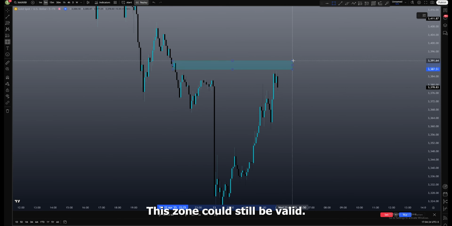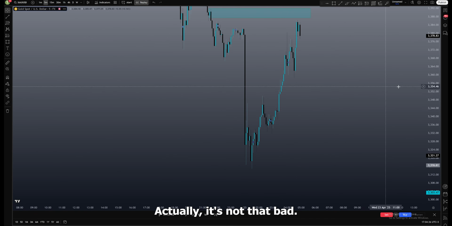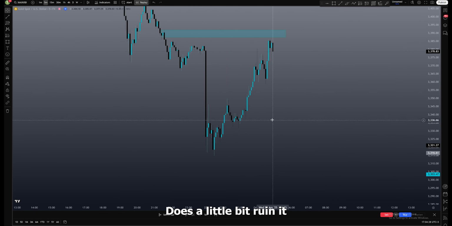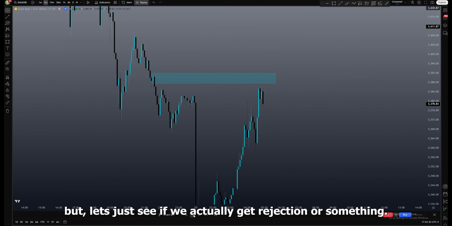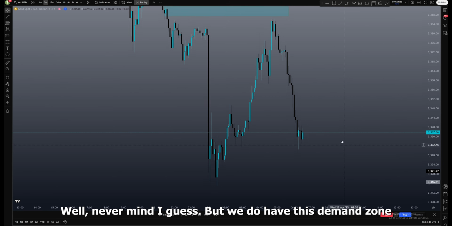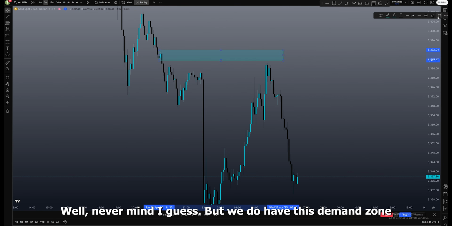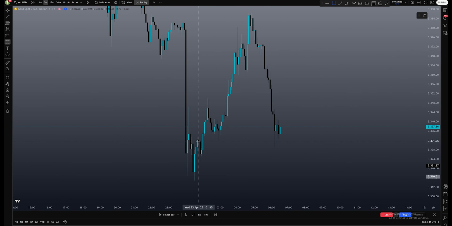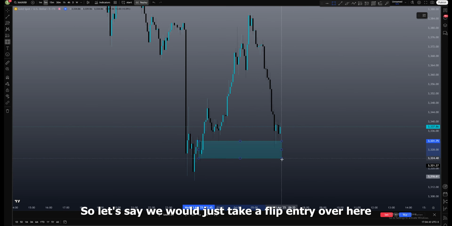This zone could still be valid. Actually, it's not that bad. I mean, news definitely does ruin it a little bit, but let's see if we actually get a rejection or something. Well, never mind, I guess. But we do have this demand zone. It tapped over here. So let's say we would just take a flip entry over here.